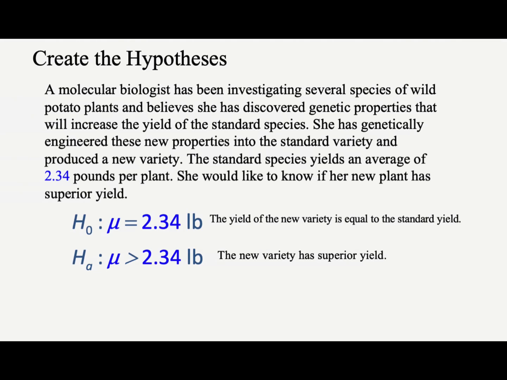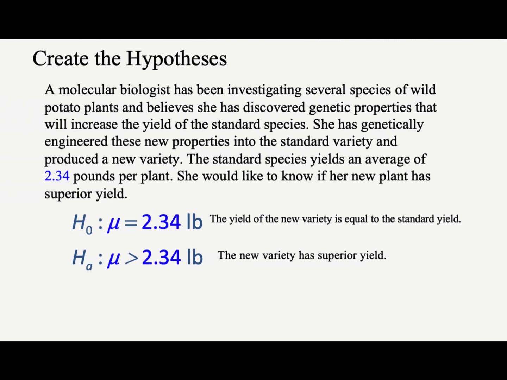In this example, it says that a molecular biologist has been investigating several species of wild potato plants and believes she has discovered genetic properties that will increase the yield of the standard species. She has genetically engineered these new properties into the standard variety and produced a new variety. The standard species yields an average of 2.34 pounds per plant, and she would like to know if her new plant has a superior yield.